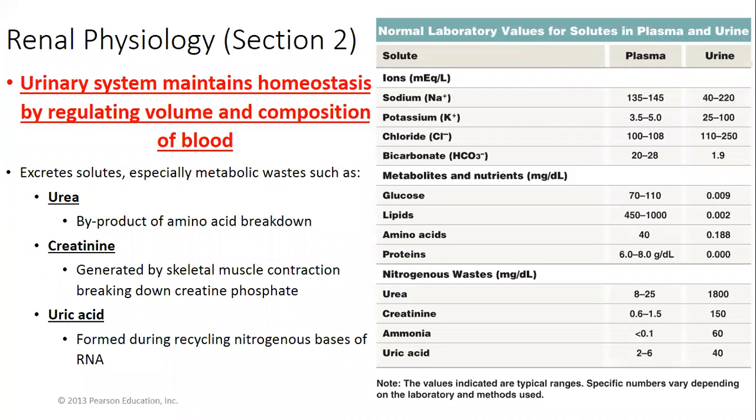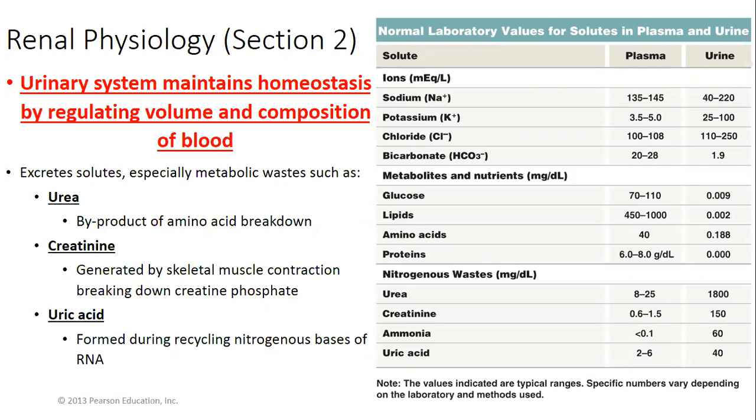So we're going to talk about renal physiology. In the first section, we talked about anatomy. So the gross anatomy of the kidney, blood supply to and from the kidney, and then the nephron, the major functional unit of the kidney, and its components and what happens in each of those components. But we're going to get into more specifics now. So the urinary system maintains homeostasis by regulating volume and composition of blood.